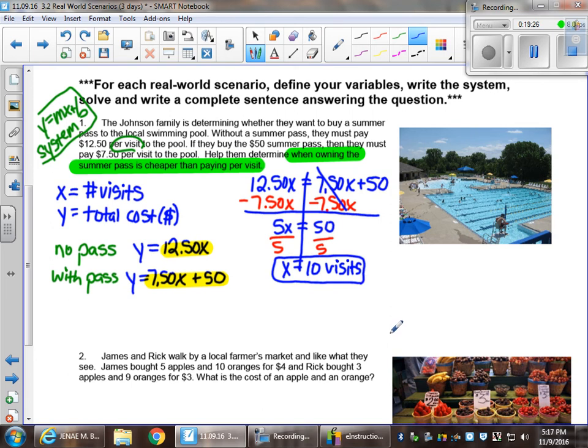So now I know when it's the same. So you want to make yourself a note. Same cost at 10 visits. But that wasn't the question. I mean, if that was the question, I'd be done.